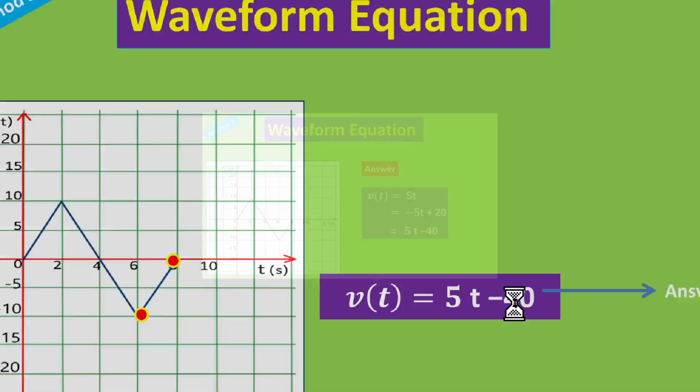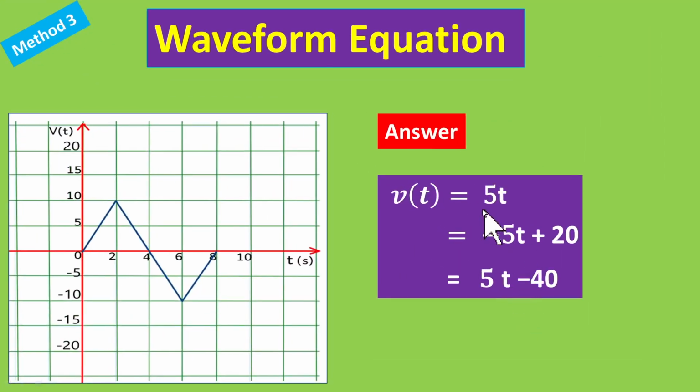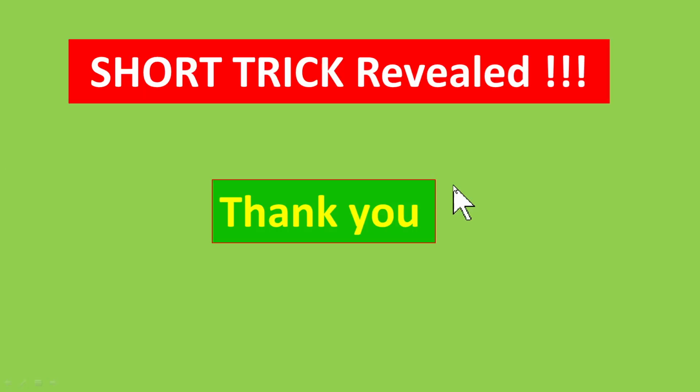So when you combine all these things, you will get v of t equal to 5t for the time period 0 to 2 seconds, and minus 5t plus 20 for the time period 2 to 6 seconds, and 5t minus 40 for the time period 6 to 8 seconds. Okay, so you got all the answers now using method 3. So hope you have enjoyed all the three methods and you have a clear understanding about framing a voltage equation from the voltage waveform. Thank you.